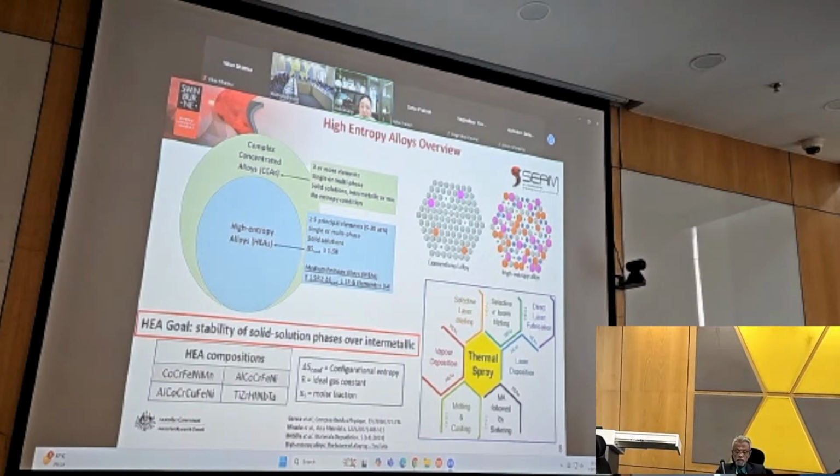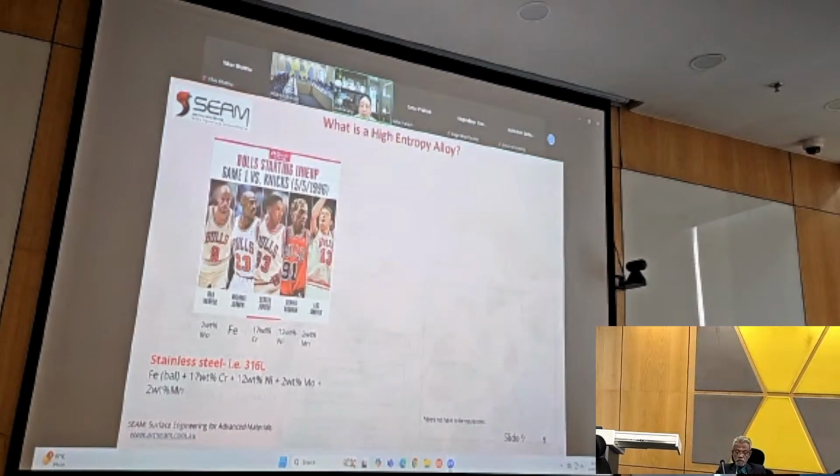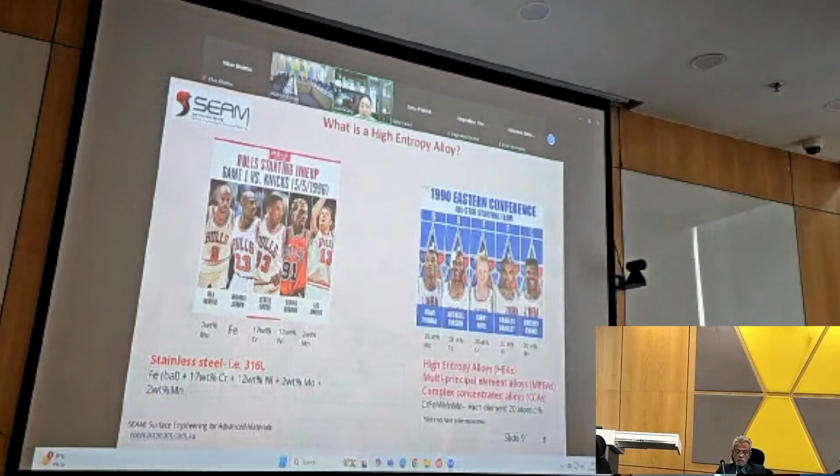I teach undergrads, and whenever I try to explain to them what's high entropy alloy, they look at me in stunned fashion. So how I actually explain high entropy alloys to them is a bit different. It is this slide whereby you watch the basketball game. It's like I was born in the Chicago Bulls era. So Chicago Bulls had Michael Jordan, and Michael Jordan is the steel.